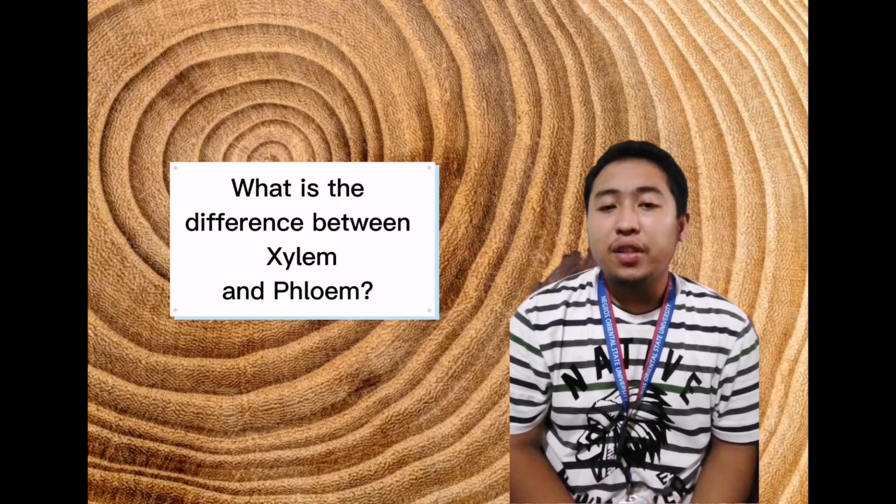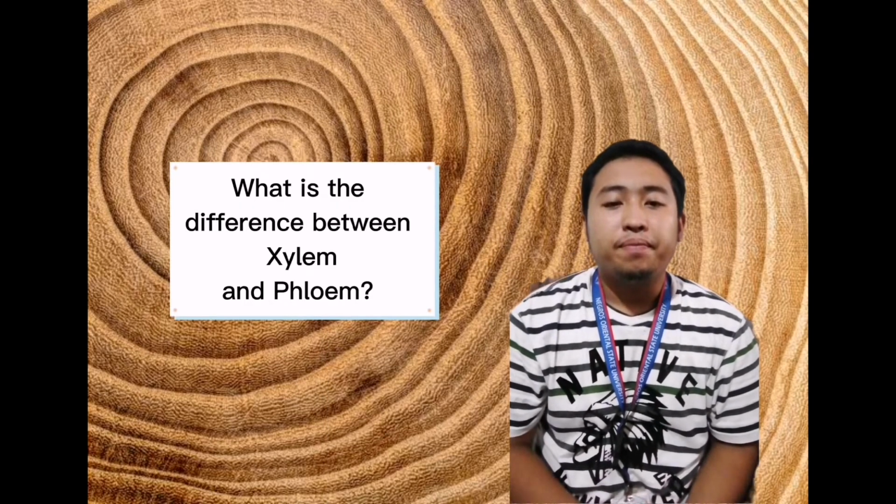What is the difference between xylem and phloem? Xylem is a plant vascular tissue that conveys water and dissolved minerals from the roots to the rest of the plant, and also provides physical support. And phloem is the vascular tissue in charge of transport and distribution of the organic nutrients. The phloem is also a pathway for signaling molecules and has a structural function in the plant body.